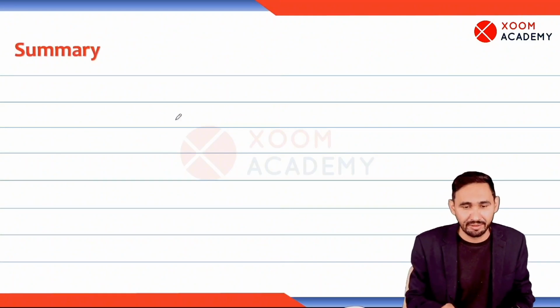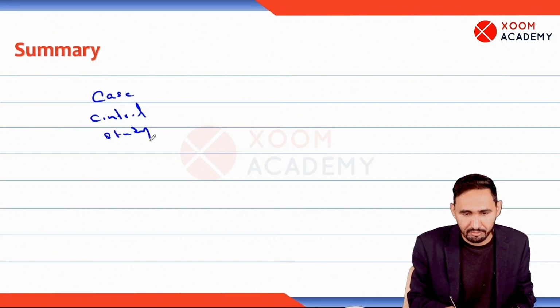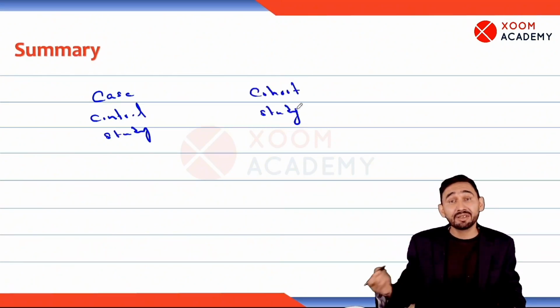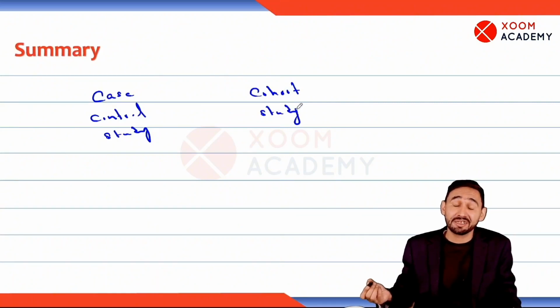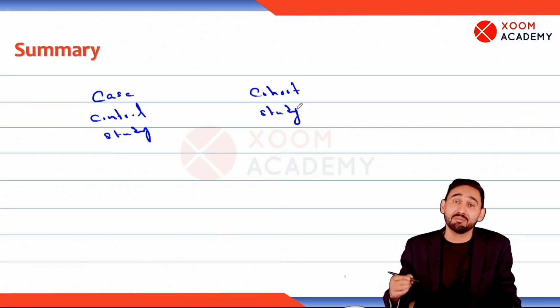We have discussed the difference between case control study and cohort study. You have to remember a few differences. Case control study is a retrospective study. Cohort study is a prospective study. Case control study is done for rare diseases. Case control study is inexpensive. Cohort study is expensive. Case control study takes lesser time. Cohort study takes more time. Bias may arise in case control study.